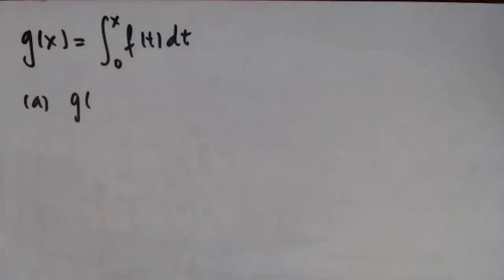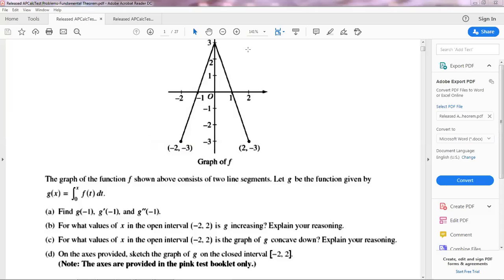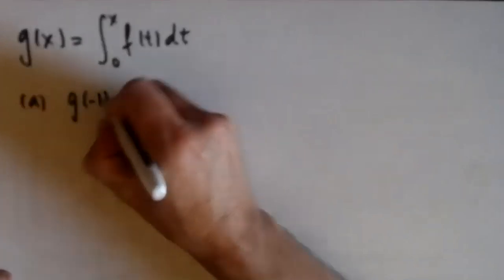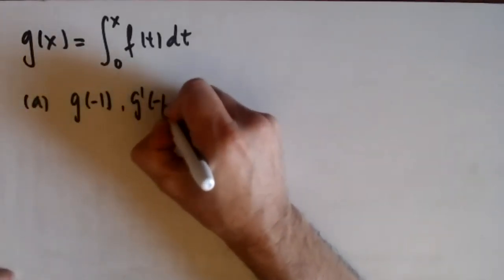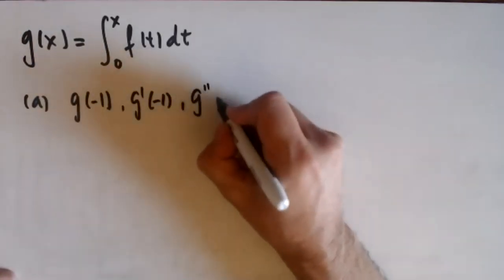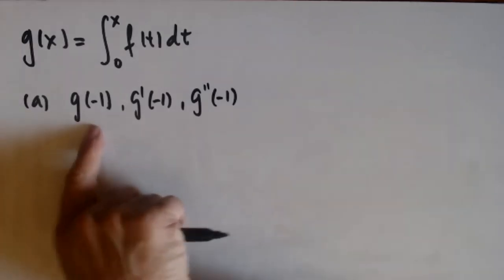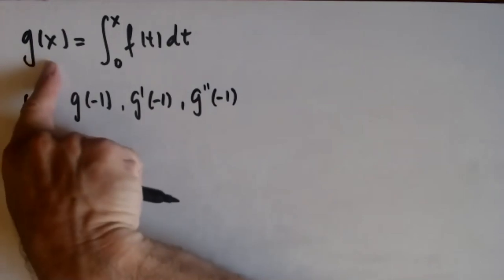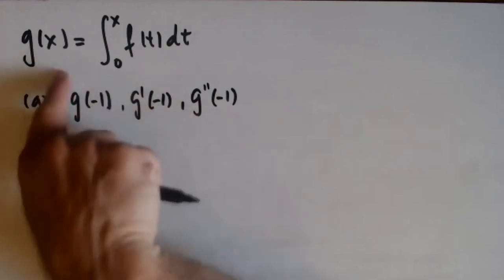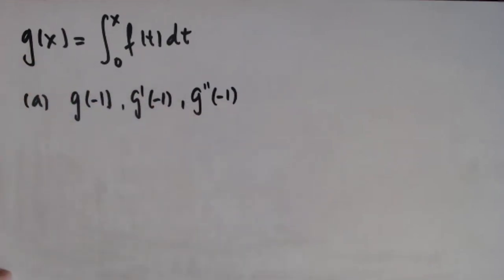Let me see. -1. Negative, -1, correct. g of -1. So g of -1, g prime of -1, and g double prime of -1. So you have to find the value of the function g, the derivative at -1, and the second derivative at -1, correct?